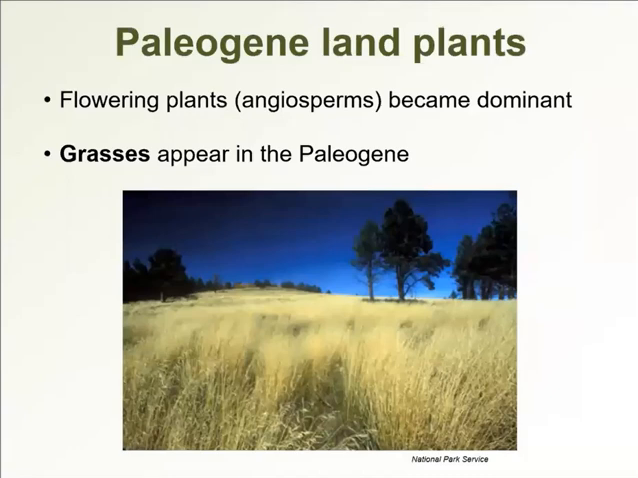It's not just the mammals, though. Other species start diversifying. So flowering plants, angiosperms, they're now going to become dominant. So grasses as a plant type start to appear during this time period. So this is going to allow for mass grazing.